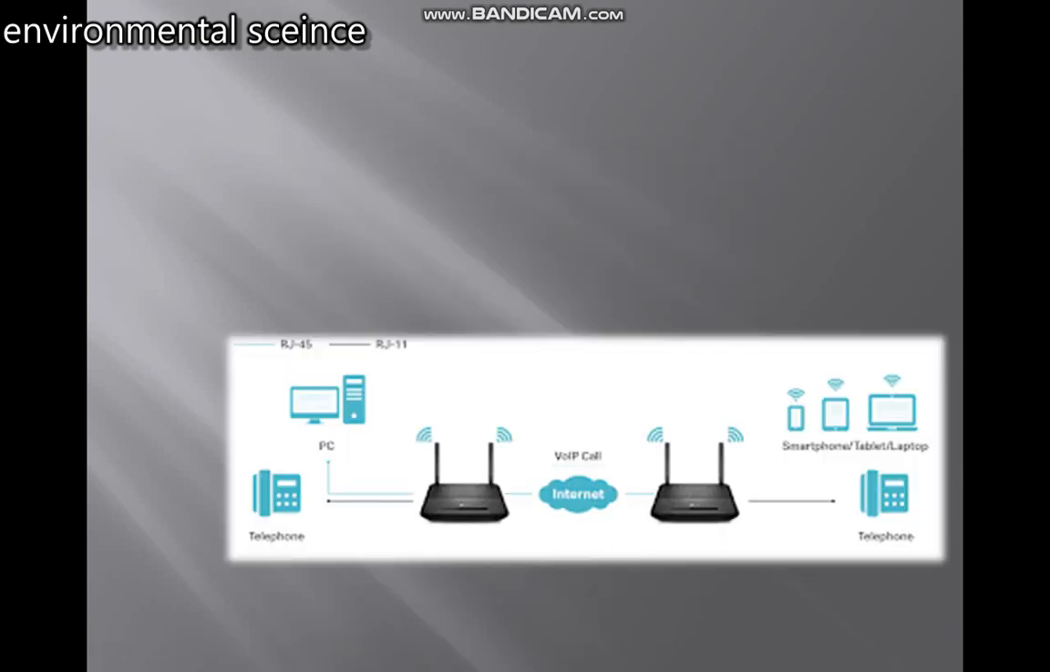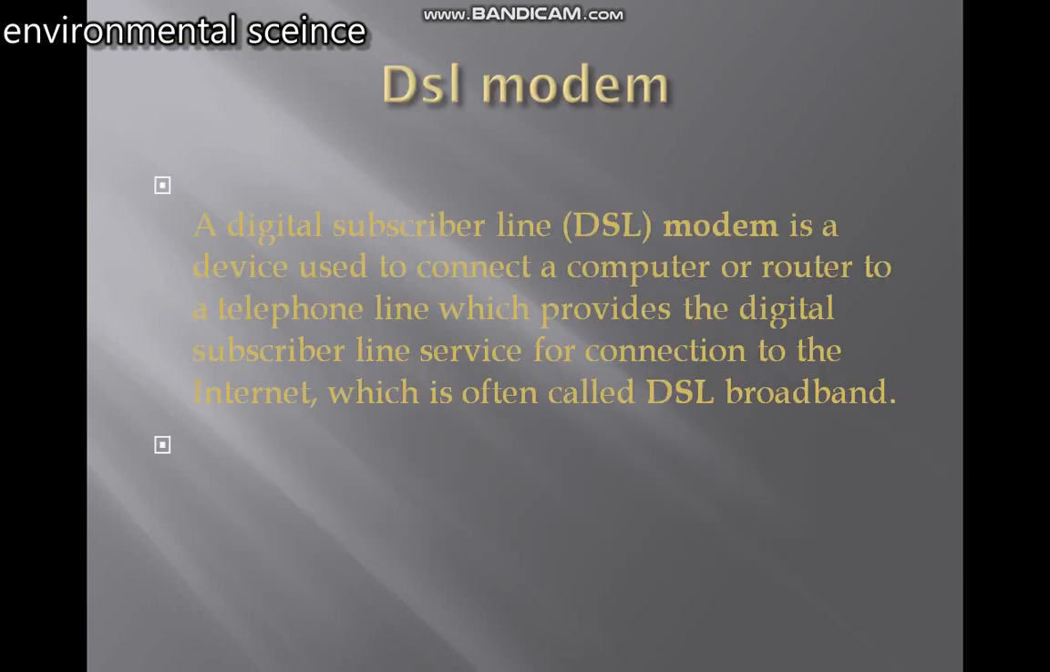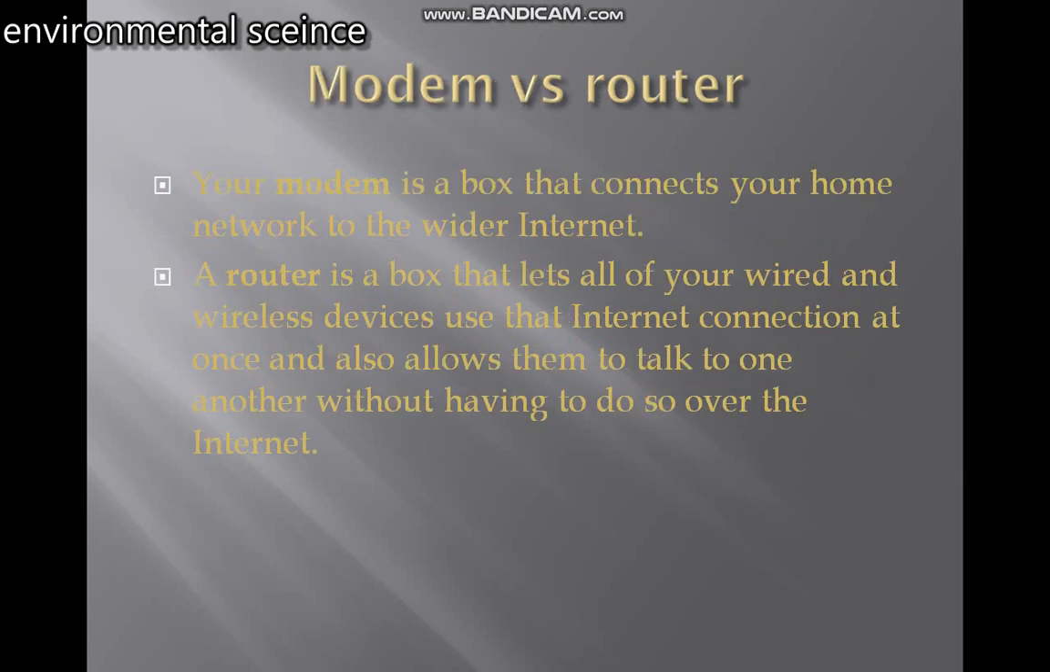This one is the picture of a DSL modem, and here is the definition of the DSL modem. A digital subscriber line modem is a device used to connect a computer or router to a telephone line which provides the digital subscriber line service for connection to the internet, which is often called DSL broadband. The broadband of PTCL is a very familiar example of this.